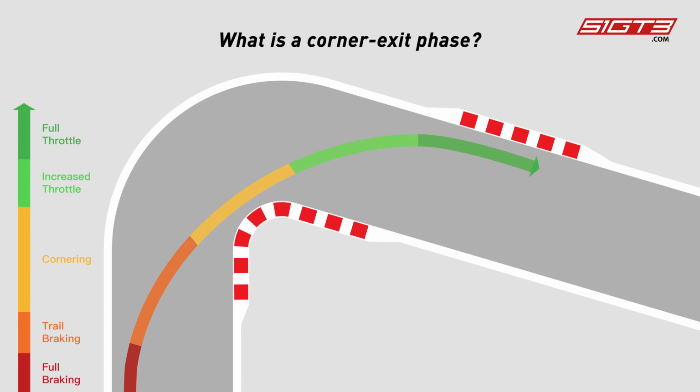Generally speaking, when a car turns a corner, it needs to perform the following 5 operations: full braking, trail braking, cornering, increasing throttle, and full throttle. The corner exit phase is when the car completes the full braking, trail braking, and cornering stage, and finally enters the stage of increasing the throttle and full throttle.